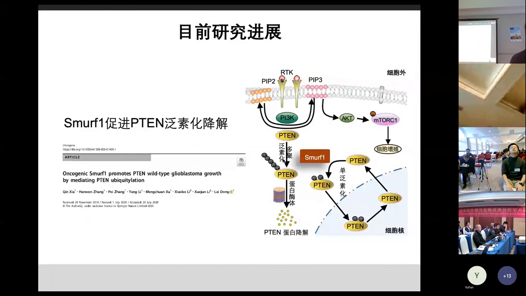All right, and this is basically how this works. This SMURF1 can give PTEN polyubiquitination and degrade the PTEN. By targeting SMURF1, we can protect the PTEN and its function as a tumor suppressor. Okay, I think I can stop here.